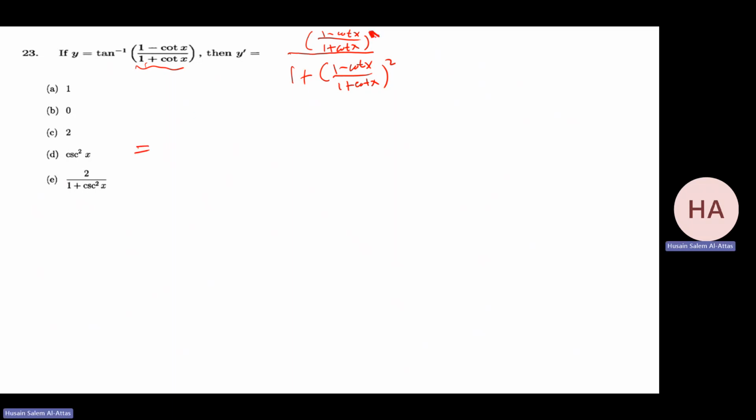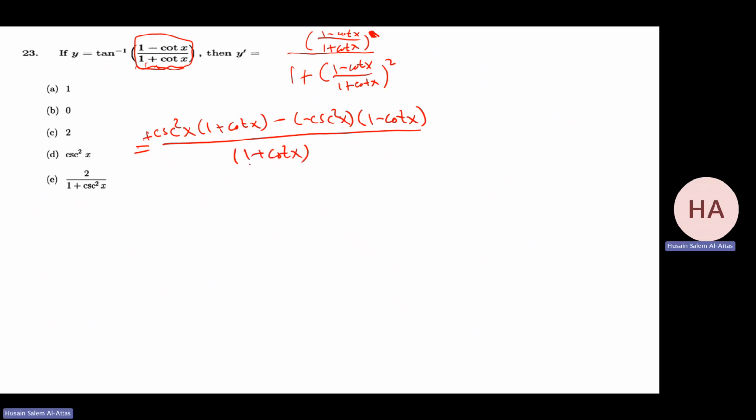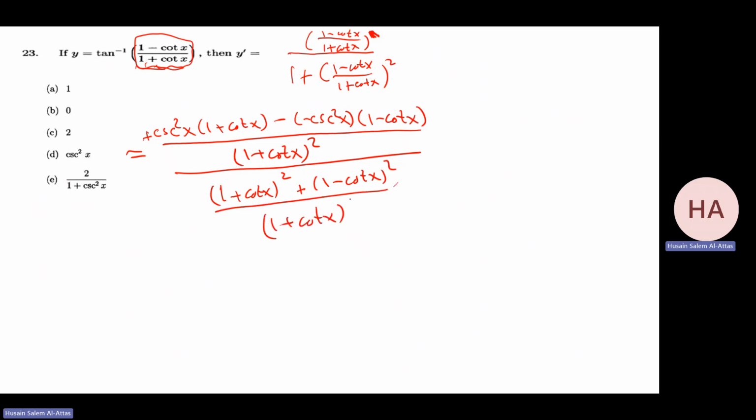What's the derivative of this? The derivative will be the derivative of the numerator, which is minus, so it will be plus cosecant square times 1 plus cotan x, minus the derivative of the denominator, which is minus cosecant square times 1 minus cotan x, all over 1 plus cotan x squared, all over 1 plus cotan x squared, plus 1 minus cotan x squared, all over 1 plus cotan x all squared. This is cancelled.